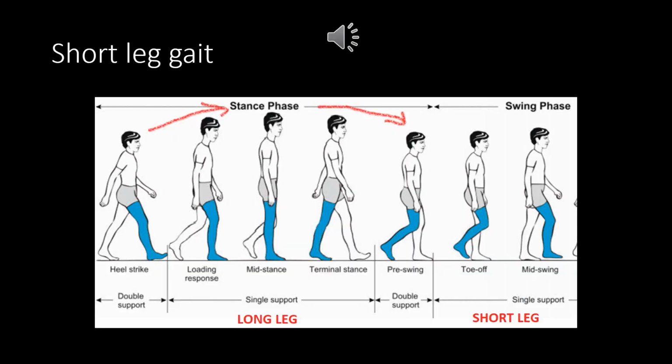For short leg gait, look at the person's head. The person will seem taller, that is, the head bobs up when in stance phase on the long leg, and the person will seem shorter, that is, the head dips down when in stance phase on the short leg.